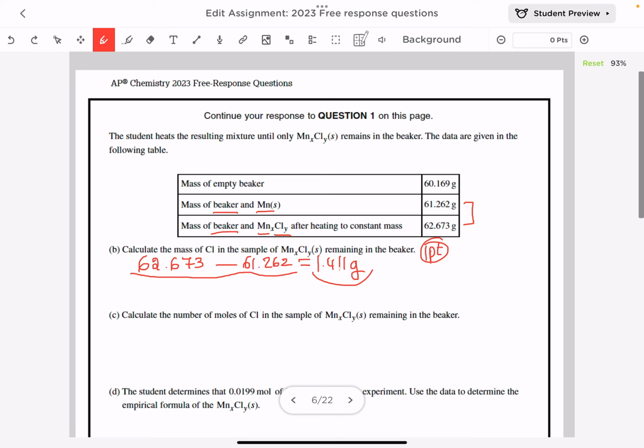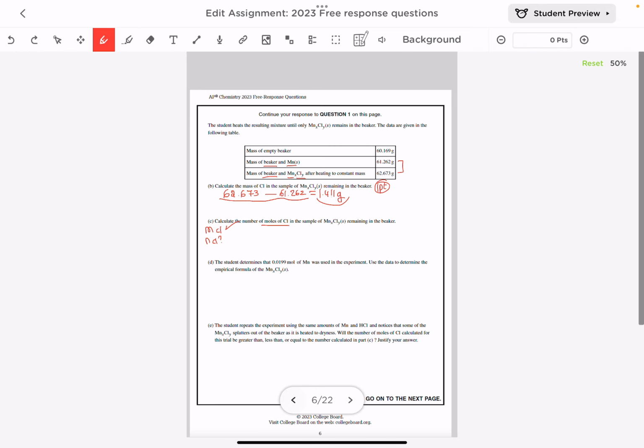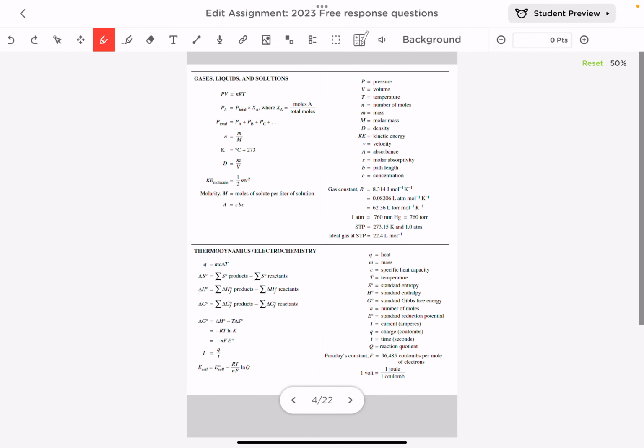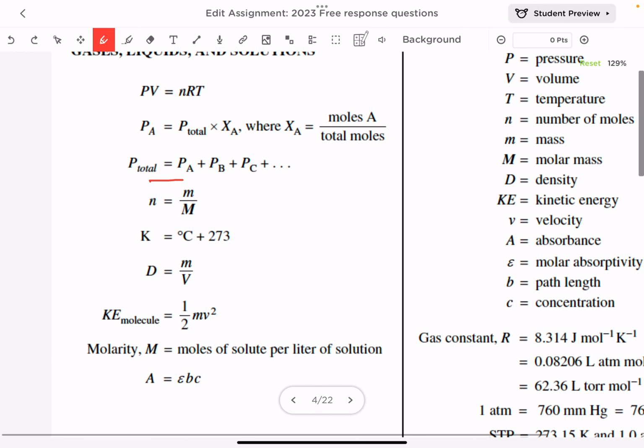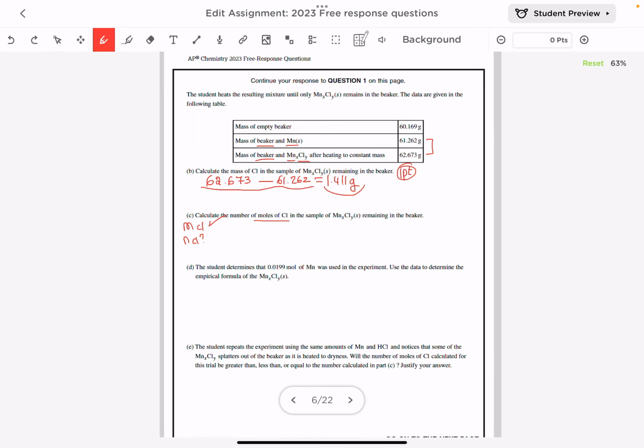Now the next question, calculate the number of moles of Cl in the sample remaining in the beaker. I have the mass of Cl, found in part B. Now I need the moles of Cl. Please remember that in your formula sheet, you have this formula of mole equals mass over molar mass. So you can use the help of the formula sheet.